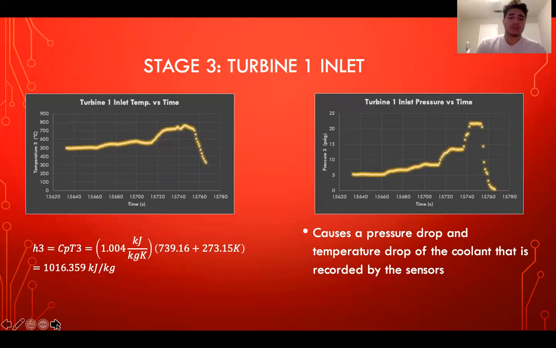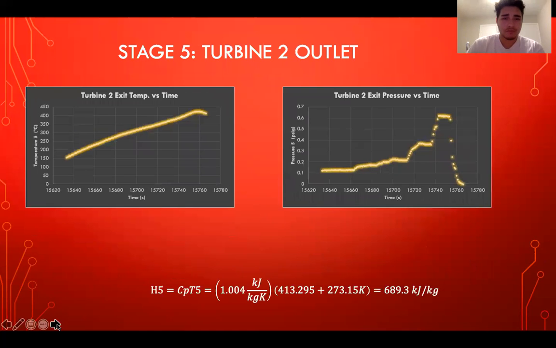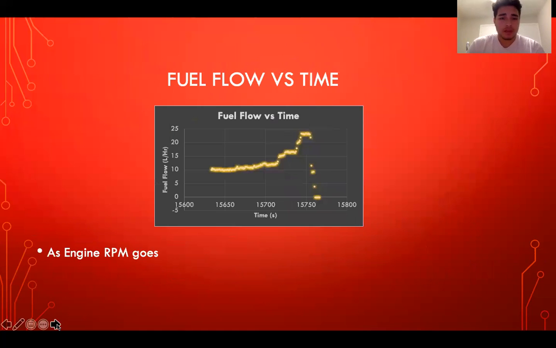Stage 3, turbine 1 inlet. We see our temperature is slightly increasing, not too dramatically. Turbine 1 inlet pressure has the same pattern as before. Enthalpy value is shown. Stage 4, very similar to the previous stage. Stage 5, still very similar. Our fuel flow, we can see as our engine RPM increases, our fuel demand increases.